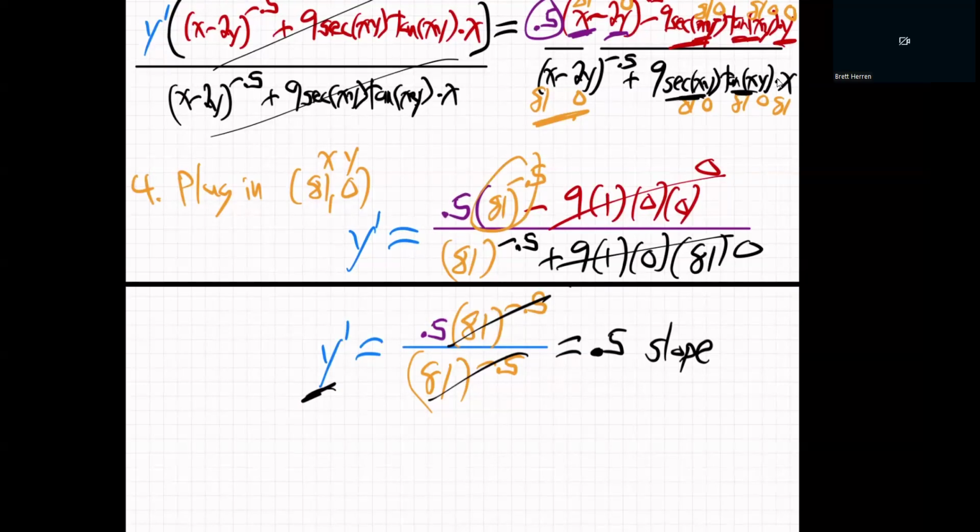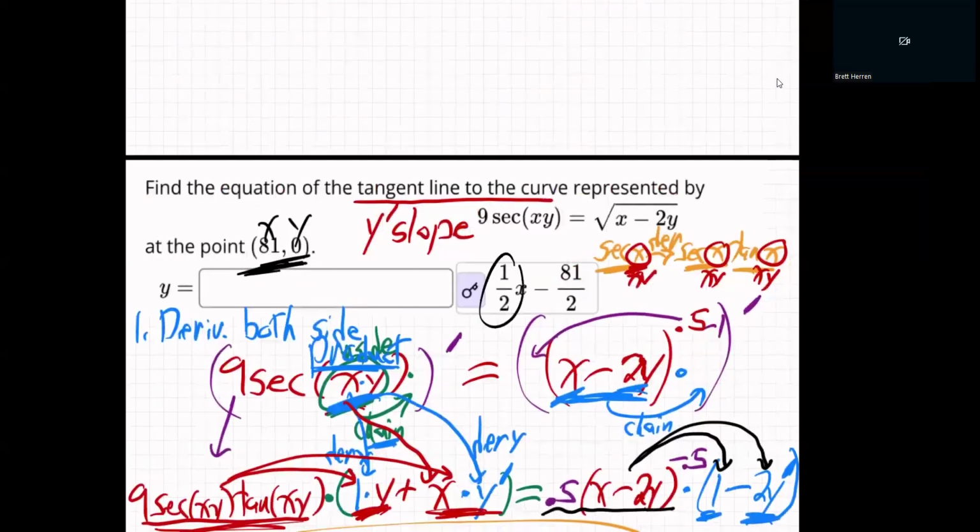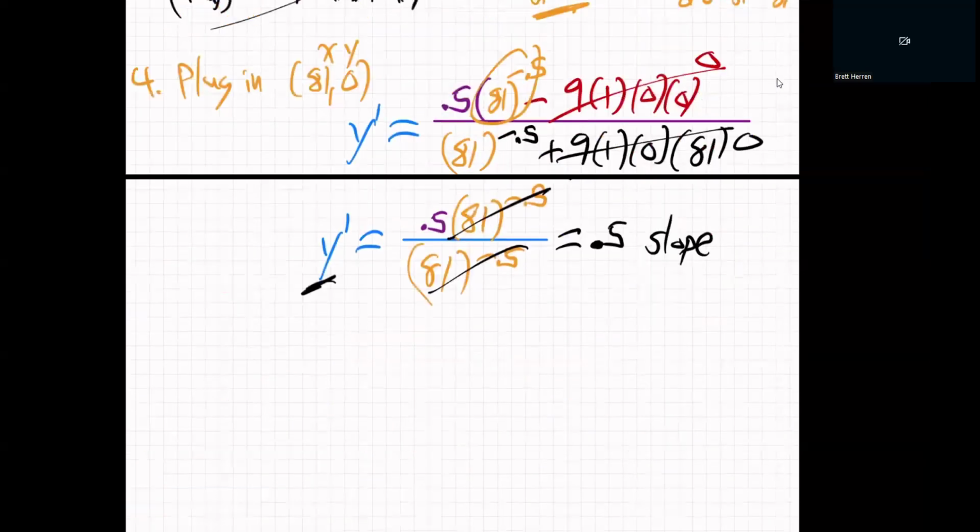Go back and see if we get that right so far. So the slope is 0.5. Yeah, a half. That's right. There's the slope. So we've got to find the rest of the equation. Okay. So that's good. That's encouraging, huh? We got that part right.